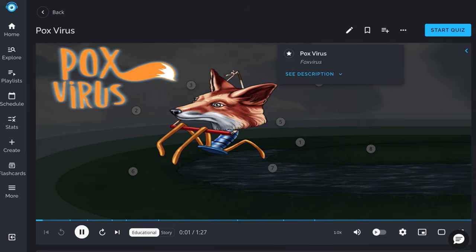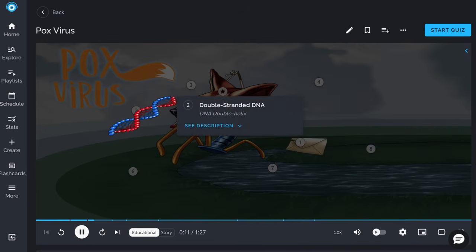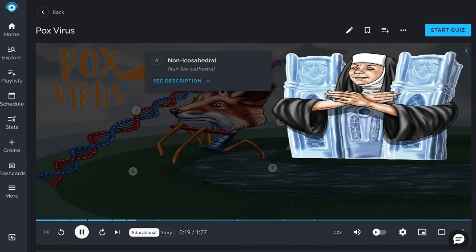Pox virus, depicted as the fox virus in this Picmonic, is a family of viruses that have the ability to infect humans. These viruses are enveloped, represented literally by the envelope, and their genetic material is composed of double-stranded DNA, shown by the DNA double helix in a linear arrangement, seen here as the line. Pox viruses have capsids that are in a unique non-icosahedral structure, illustrated as the nun-ice cathedral.